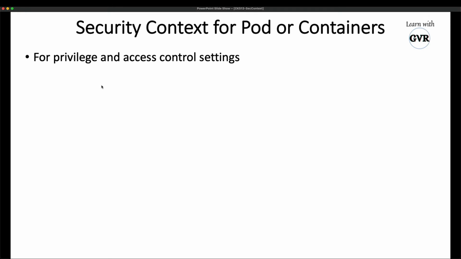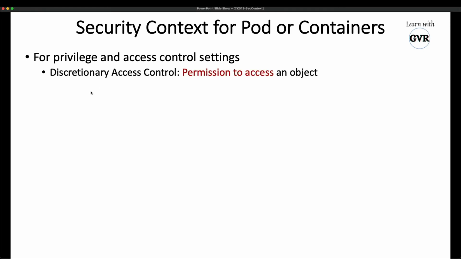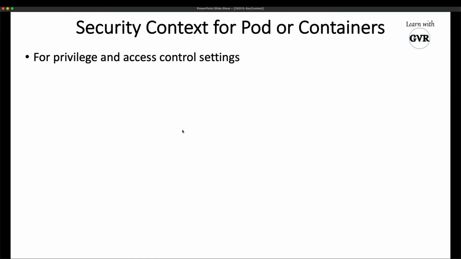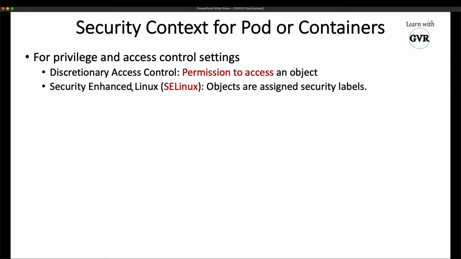Maybe you can ask, what are the security context examples? For example, permission to access an object. So in the previous slide, say in the kernel space there is one system object. If the pod wants to access it, yes, that is by using a security context. And second is security enhanced Linux, which we call SELinux, which is object assigned security labels. So that's what the security base is.